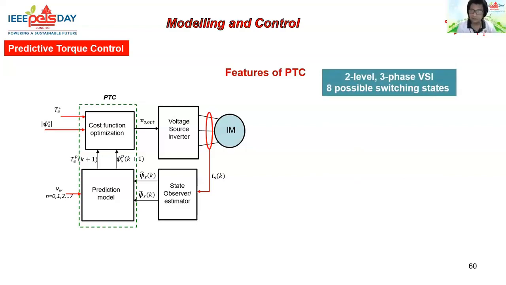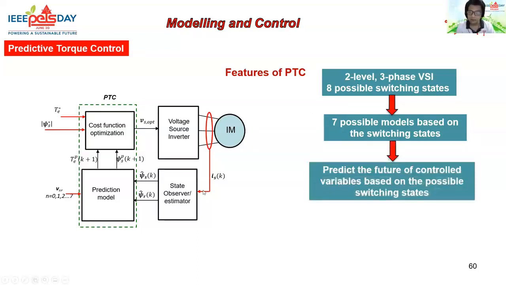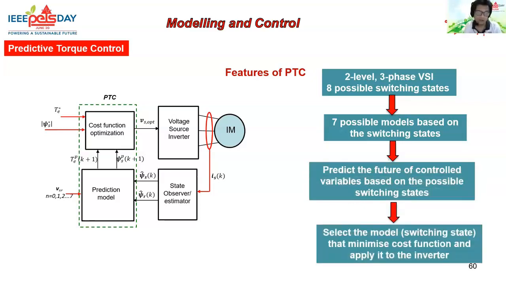For a 2-level voltage source inverter, we have 7 possible models that we can predict. Because a two-level 3-phase voltage source inverter has 8 possible voltage vectors, 2 of which are zeros. So there are 8 possible models that we can use to predict the behavior, the torque and the flux. And then by using this prediction model, we will select the voltage vector that will give the least value of the cost function.